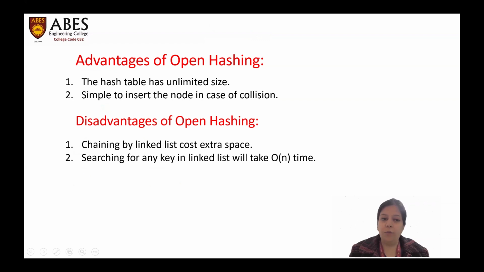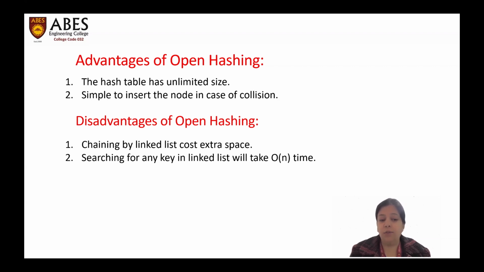The advantages of open hashing include that the hash table has unlimited size, as you have just seen that whenever a new key value comes, we have to simply create a new node and we can add the key value to that node. So there is no limit to the size of the hash table. It is simple to insert the node in case of collision. We have to only create a new node and add it to the linked list of the same index.